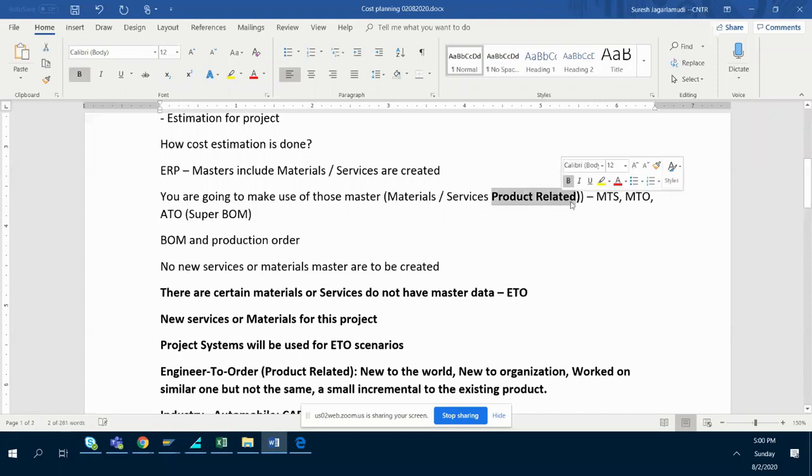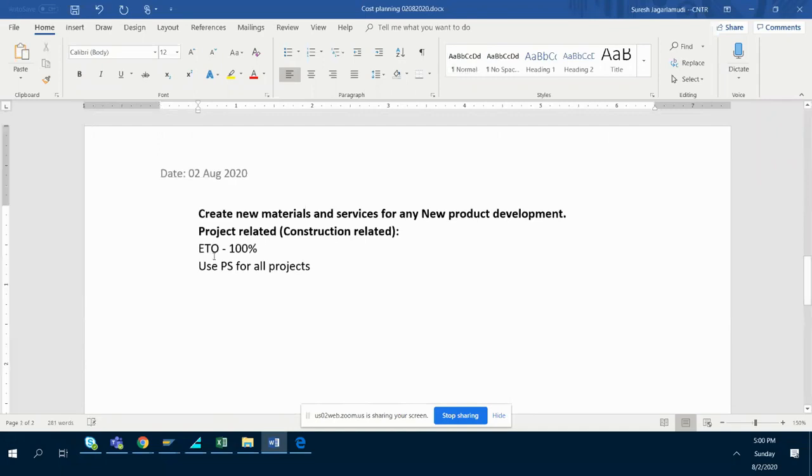No, 100% you have to use project systems and 100% ETO scenarios. Why? Okay, let me give reasons for using. Reasons means, each project is with a unique outcome. Everything has to be designed. Even the windows, the doors, everything should be designed.